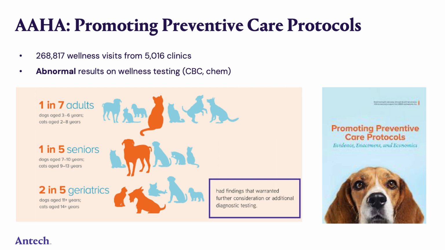And they saw abnormal results on just a CBC and chemistry, right? Abnormal results in 1 in 7 adults, 1 in 5 seniors, and 2 in 5 geriatrics, across the board for dogs and cats. And I mean, again, over 250,000 wellness visits. That is a lot of powerful data, right? To get those significant percentages of abnormalities, and not just flagging high or low, but having internists look at that data and say that this was significant and warranted further workup or intervention.